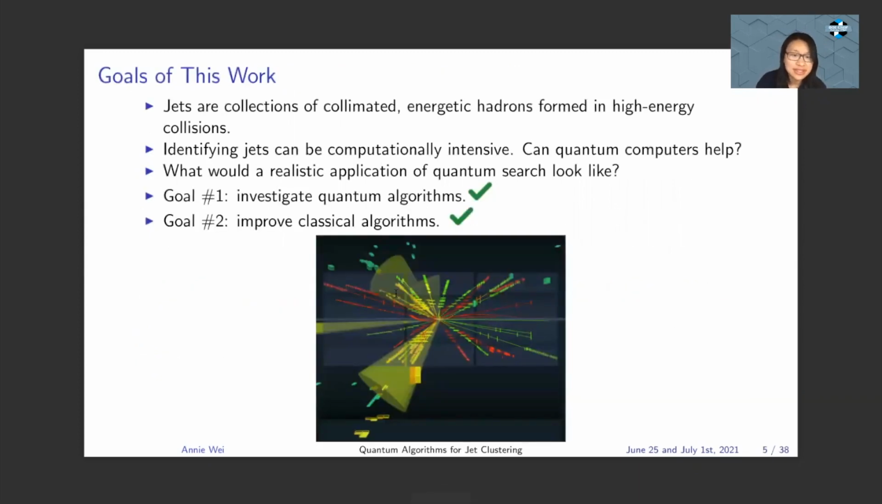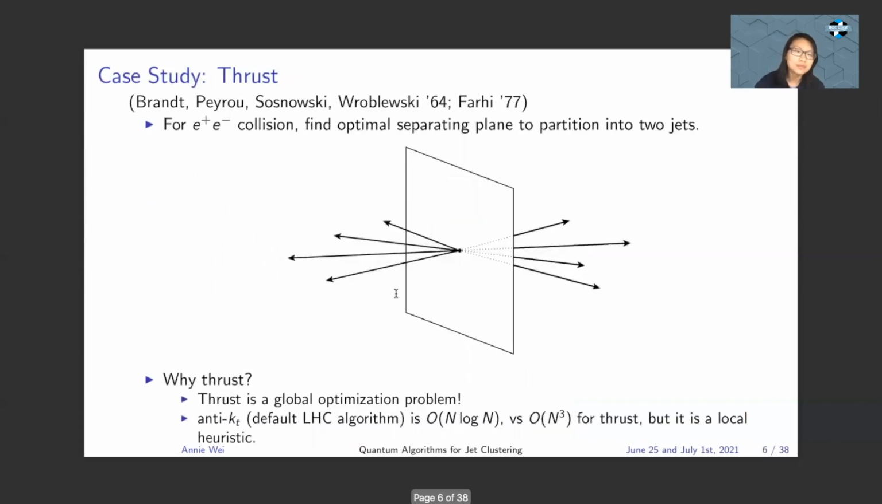So specifically, we're interested in particle collisions and what you get out of these collisions are jets, which are collimated energetic particles that are forming these collisions, and actually identifying them can be quite computationally intensive. So the question is, can quantum computers help? What would it look like? And then also along the way, can we improve our classical algorithms?